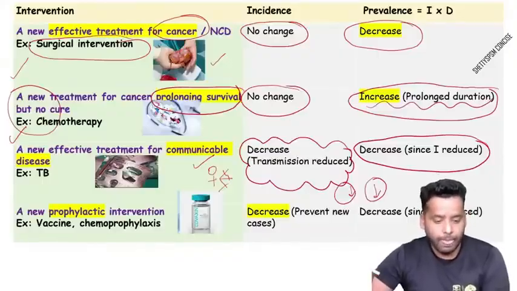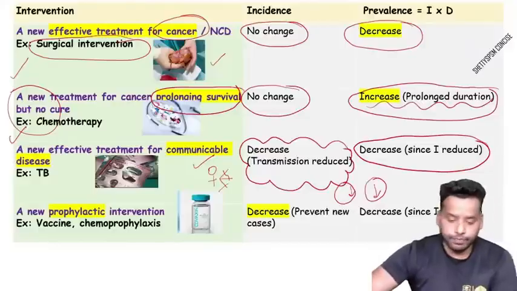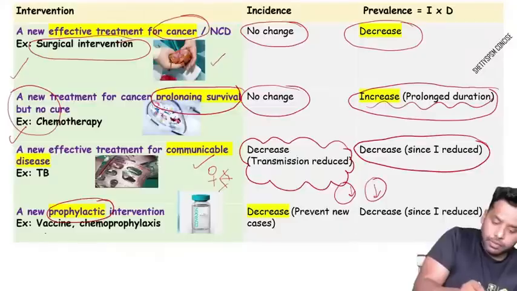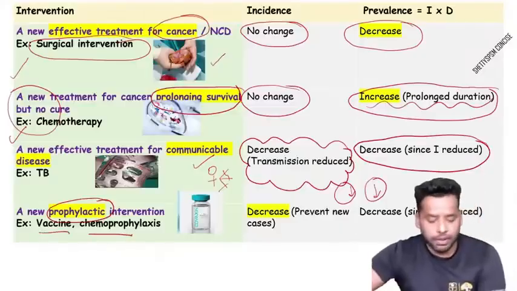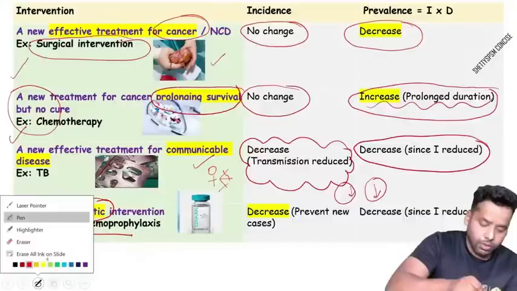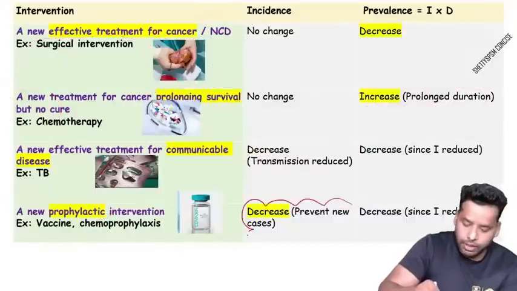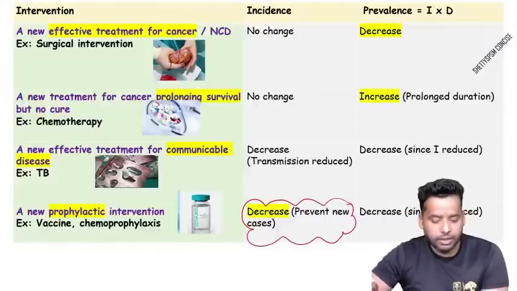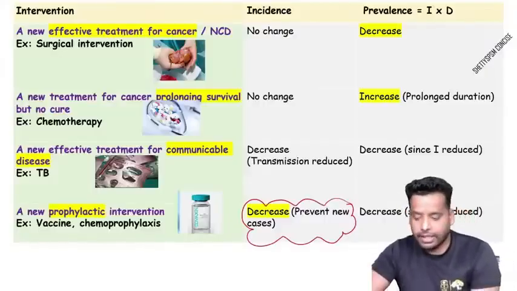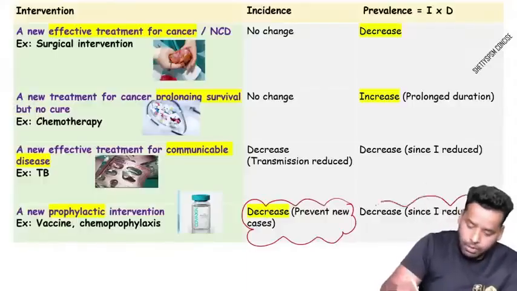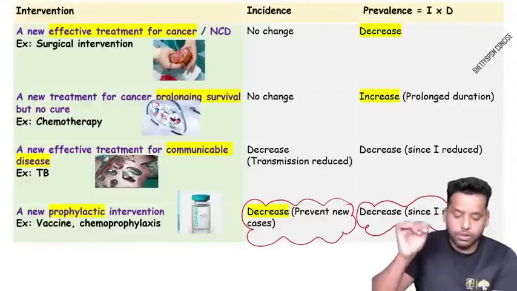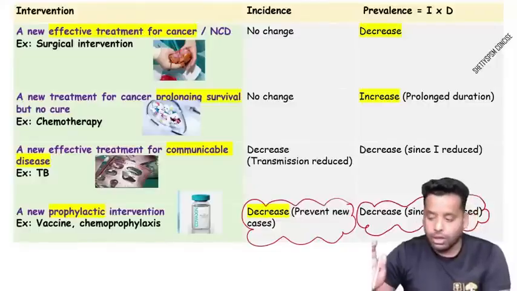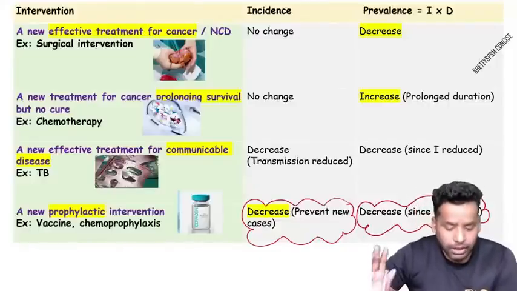Yes. Question number 1. Question number 2. Question number 3. A new prophylactic intervention. Something which is preventive. What will happen if you are preventing new cases? What is the main thing which will decrease? Tell me yes or no. Incidence will come down. Incidence will decrease. Always keep this in mind. If I is decreasing, P will also come down.